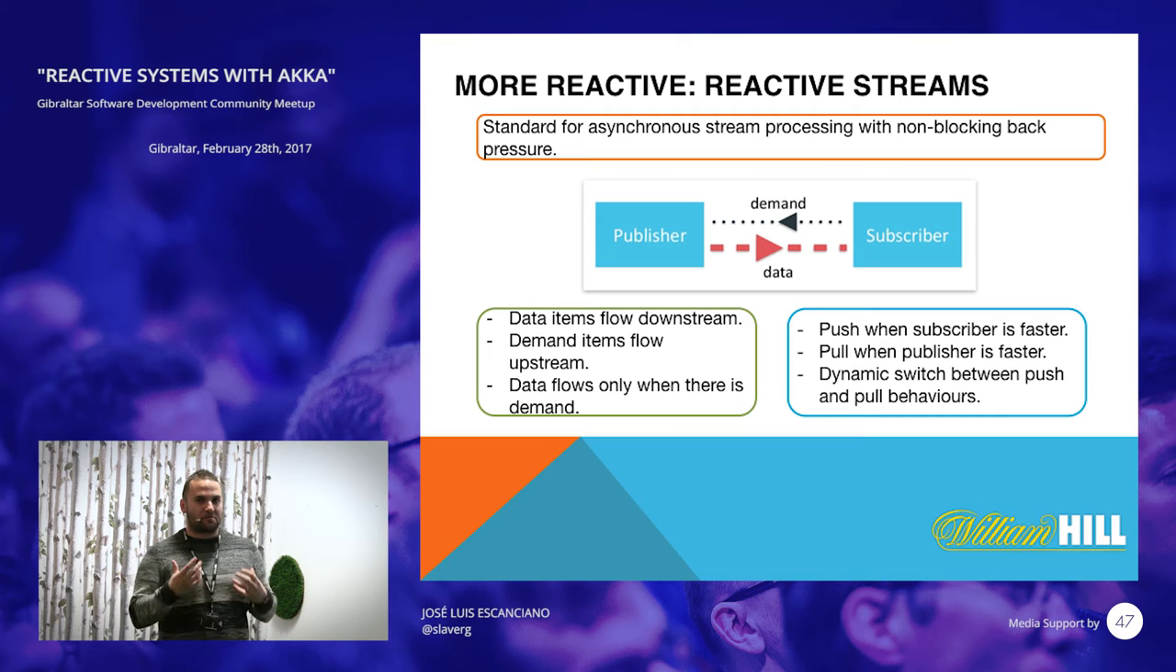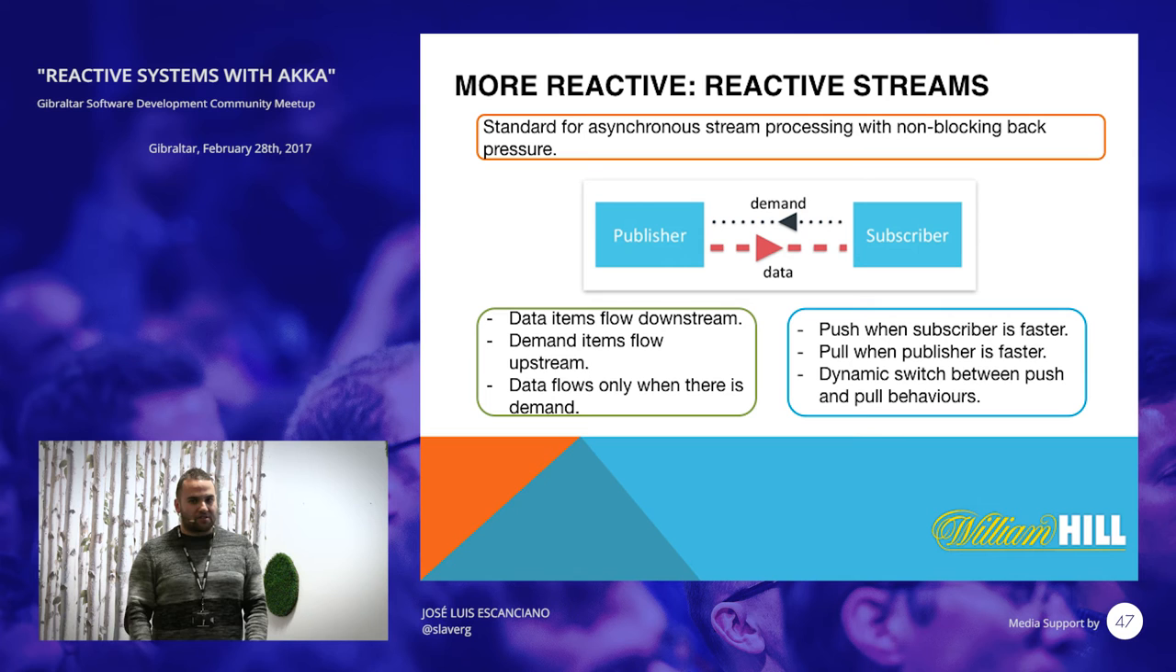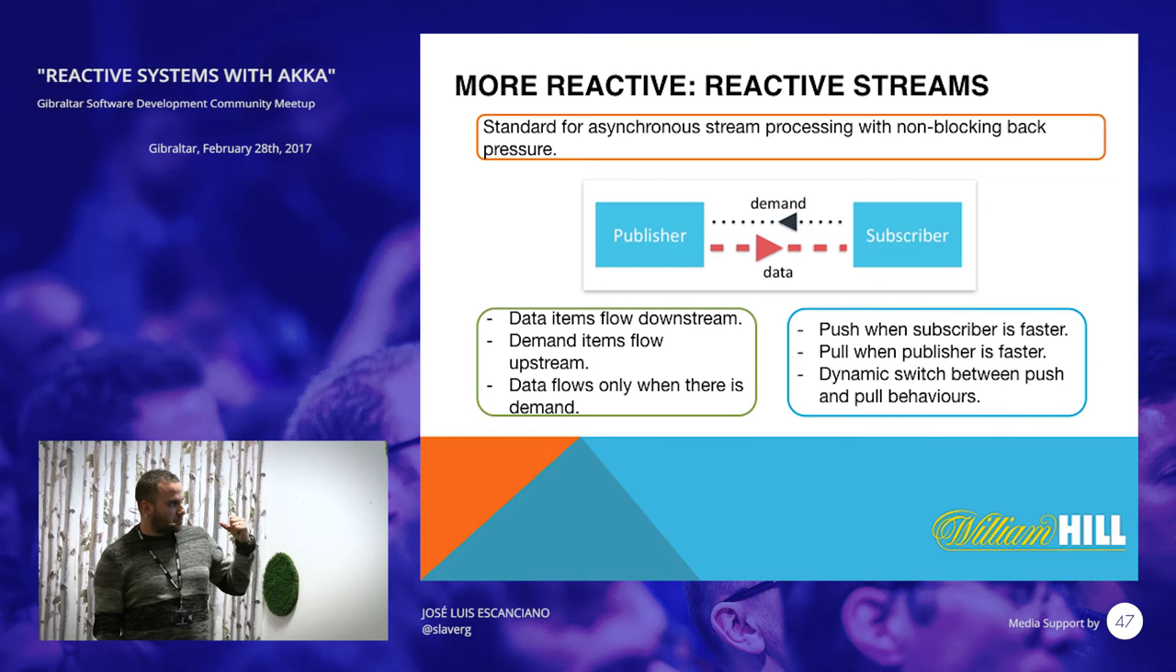So what reactive streams is about is an asynchronous processing of streams of data with non-blocking back pressure. So the data items flow downstream. The demand items, essentially, for example, as a subscriber, I'm demanding: give me five messages because I'm pretty sure that I can cope with that. And by having these two flows in both directions, you can potentially adjust whether now is a push-based way of sending data or a pull-based way of requesting the data from the publisher.